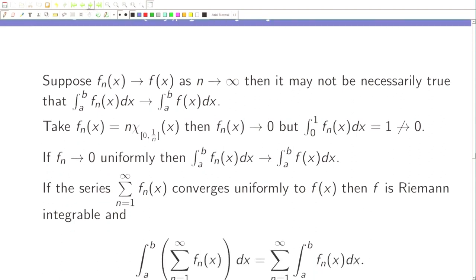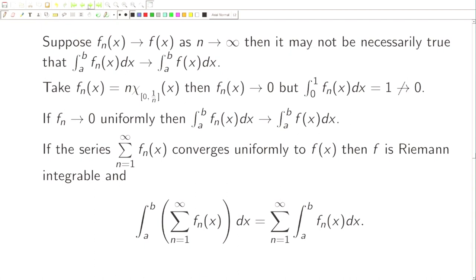Okay, so now if the series of f n x converges uniformly to f of x, then f is Riemann integrable, and the integral from a to b of the summation n from 1 to infinity of f n x dx, we can interchange the limit and the sum. Because what is this? The summation of n equal to 1 to infinity of f n of x is actually the limit as n goes to infinity of the summation from 1 to n of f n of x. This you can call S n of x.